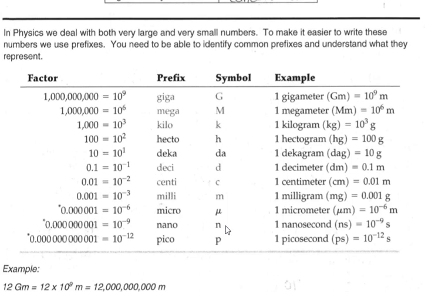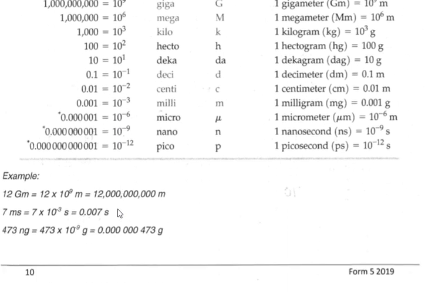For example, you need to know what this symbol here is, the Greek letter mu, and that it refers to 10 to the minus 6. So for example, 12 gigameters is 12 times 10 to the 9 meters, which is 12 billion meters.